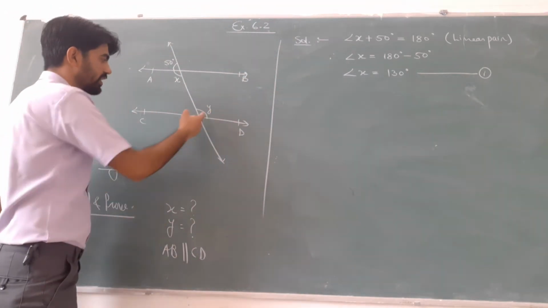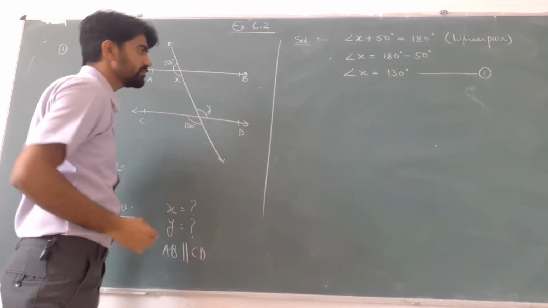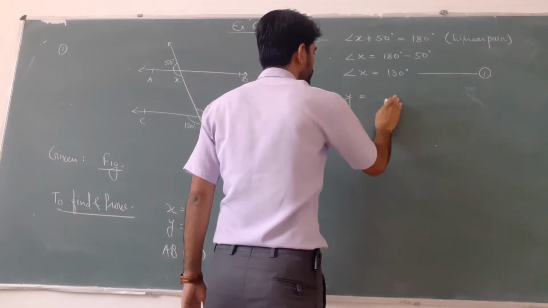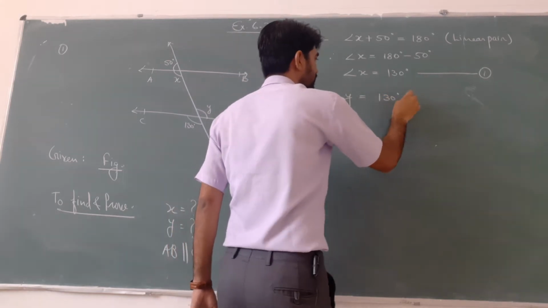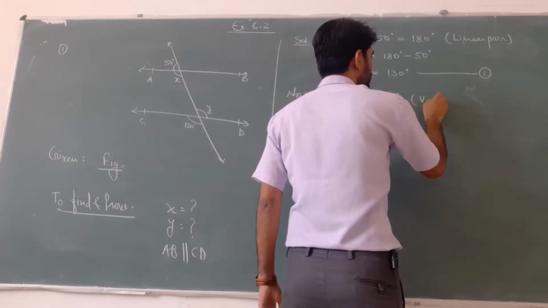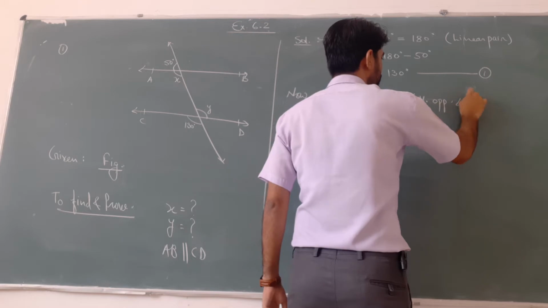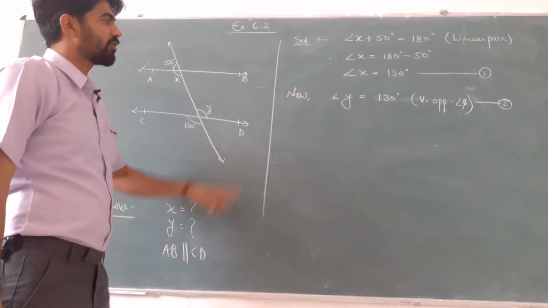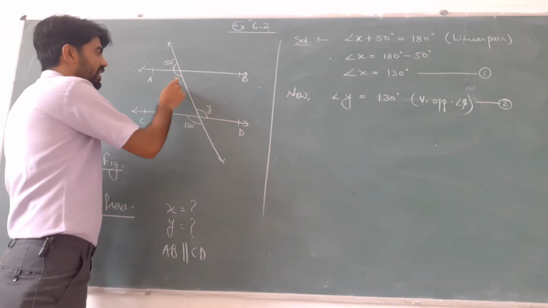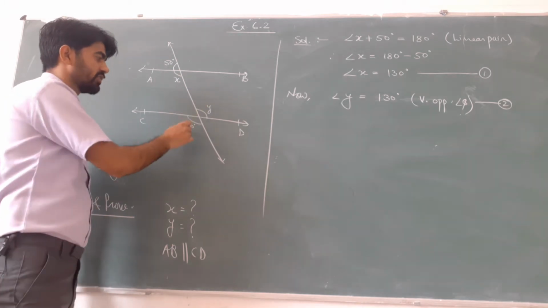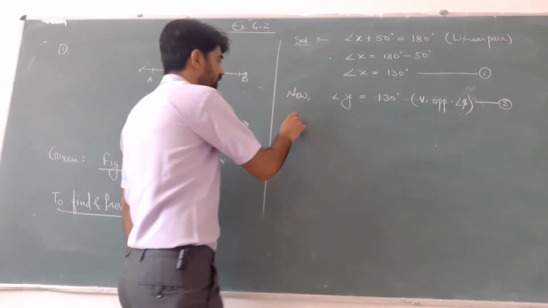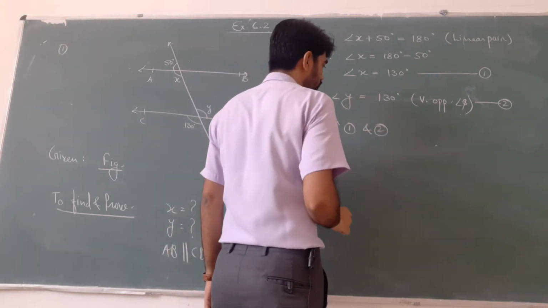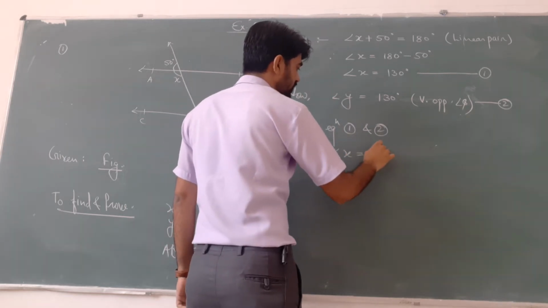Now look at these two angles. Angle y is equal to 130 degree, vertically opposite angles. Give it equation number 2. Now from equation 1 and 2, angle x is 130 degree, angle y is also 130 degree. So from equation 1 and 2, angle x is equal to angle y.